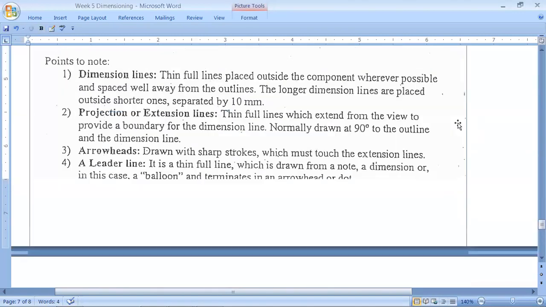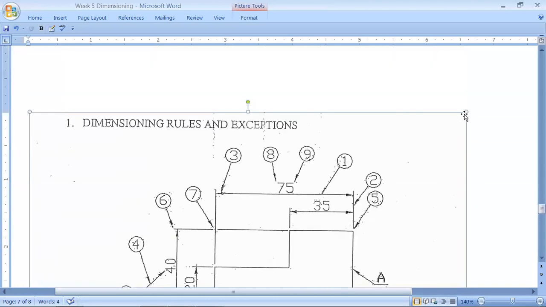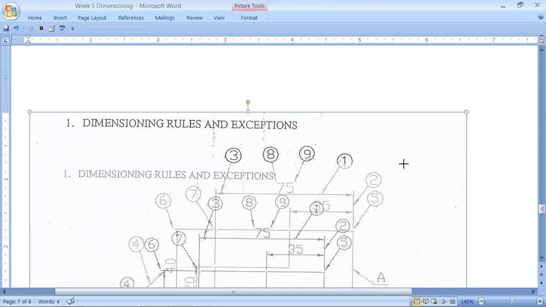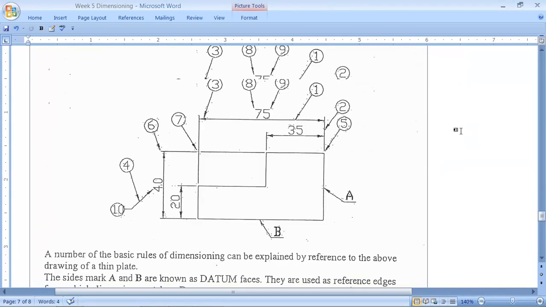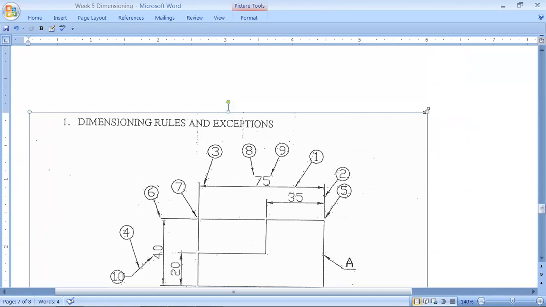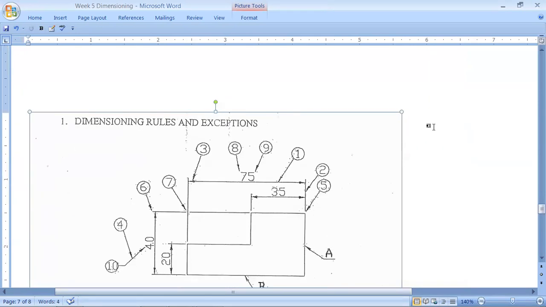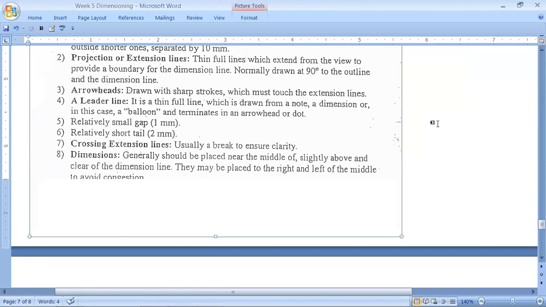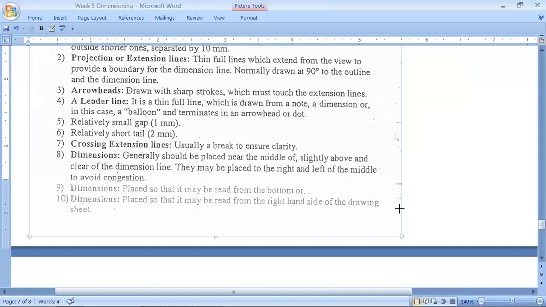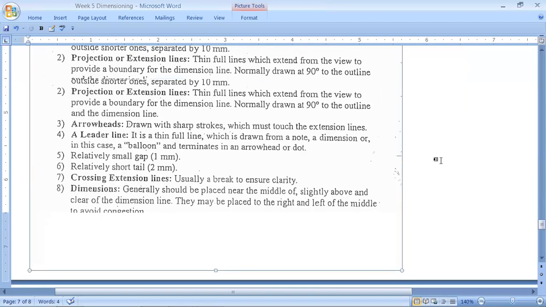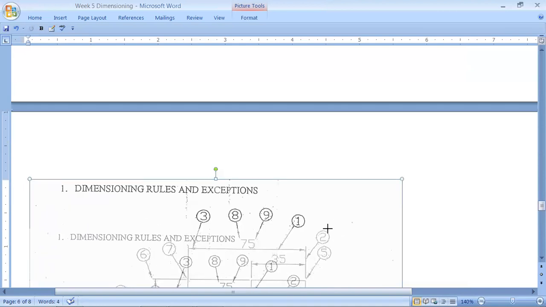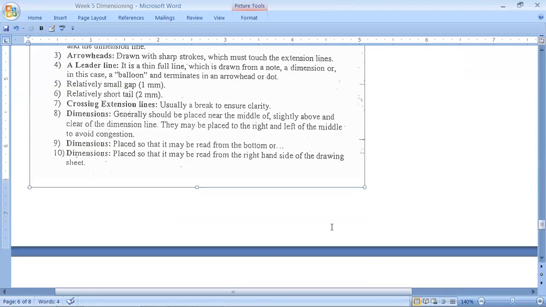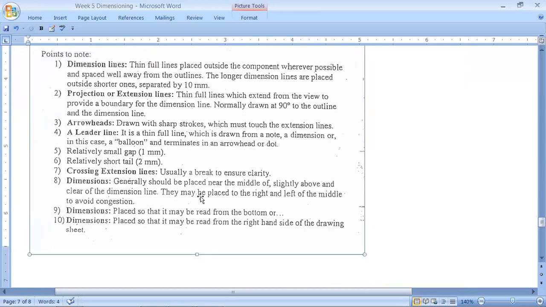Let me check, because for some reason some of the rules don't show. It's supposed to be 9 rules, and it's showing fewer. One more left. Okay, now we have all of them.